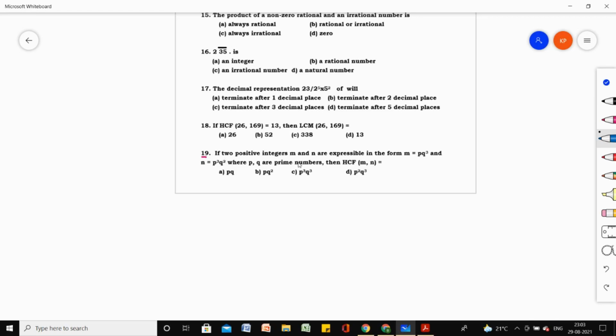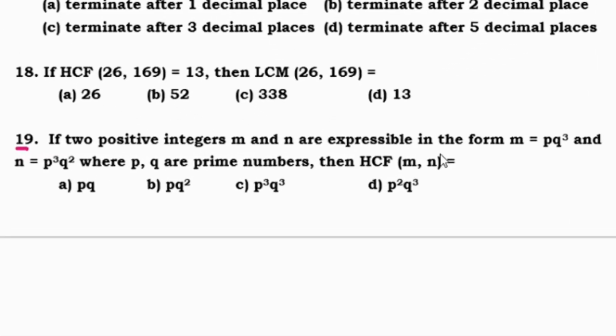19th question. If two positive integers m and n are expressible in the form m is equal to pq cube and n is equal to p cube q square, where p and q are prime numbers, then HCF of m and n is.